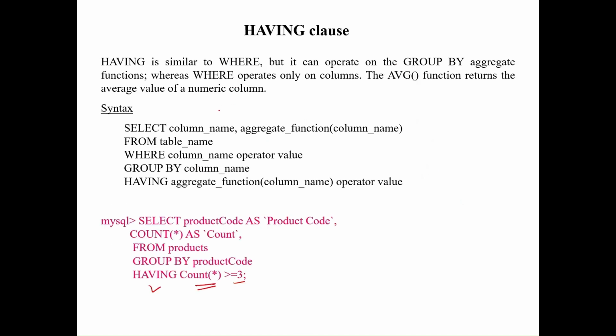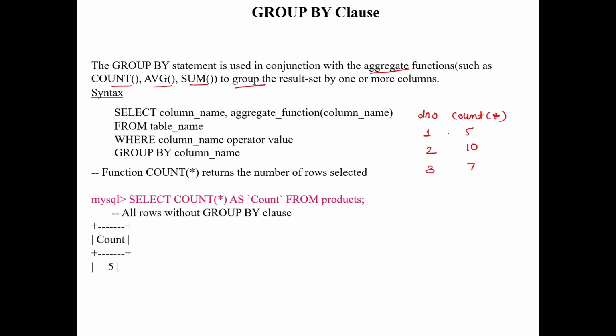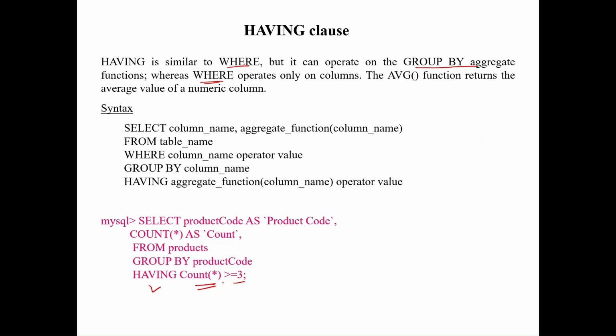Having clause. The having clause is similar to the where clause, but it can operate on the group by aggregate functions. You never use the where clause along with the group by. If I want to specify all the department numbers and their count, but I don't want the count to be less than, for example, 8, then I will get only this data as output. Therefore, here I have to specify having count greater than or equal to 3, or having count greater than or equal to 8.